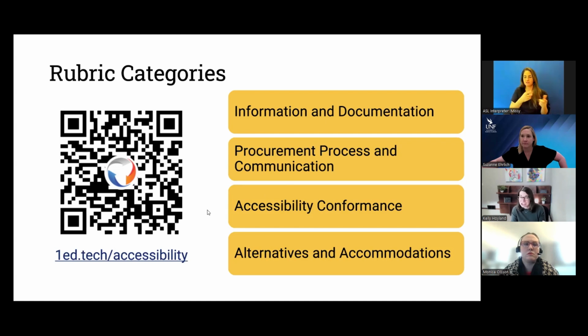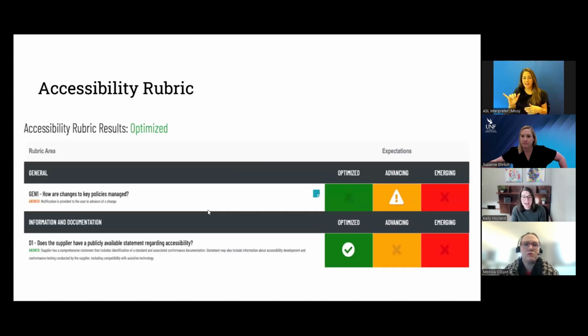So what does this actually look like in the end? On the next slide, we didn't show you the whole rubric, but it gives an idea. In the rubric itself, we have those different categories I talked about, and on each line, the supplier is able to indicate whether they are emerging, advancing, or optimized. Because this accessibility process isn't a yes or no, it really is a journey of maturity.